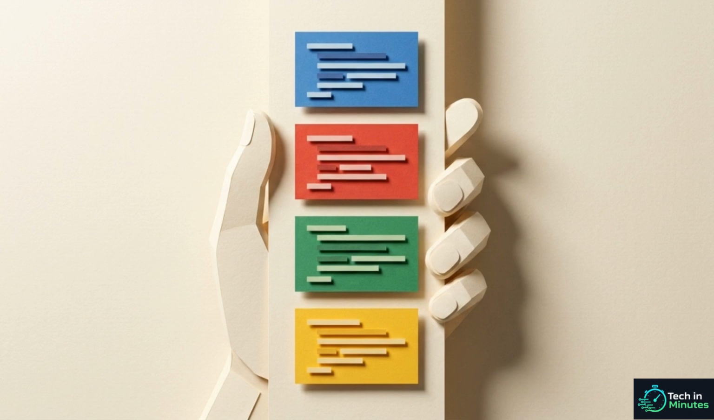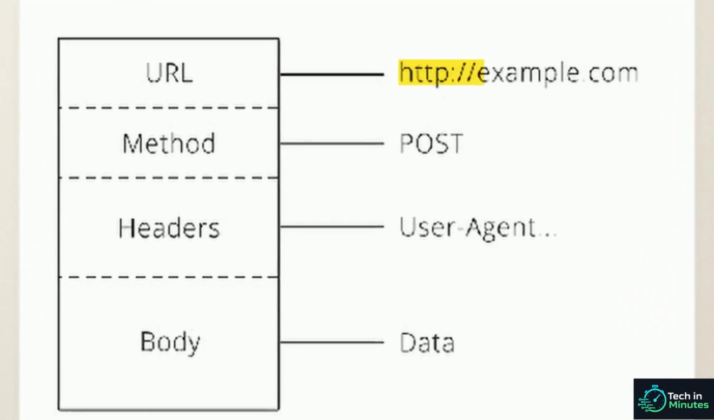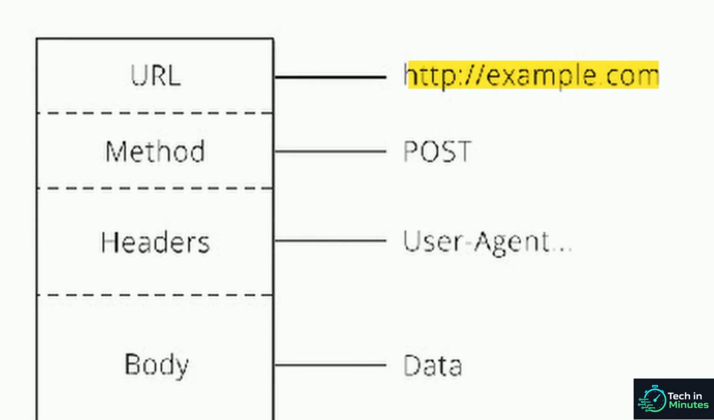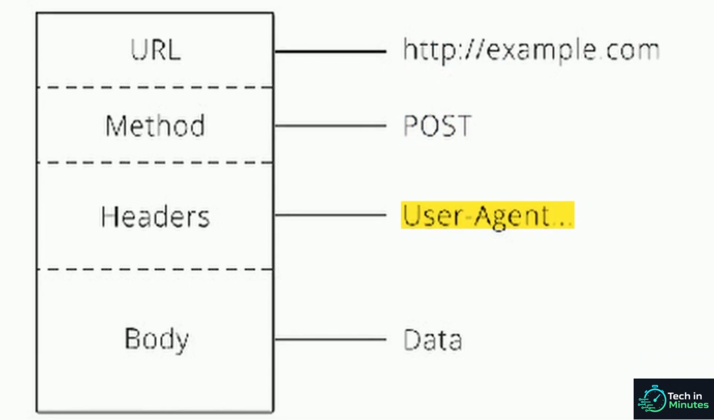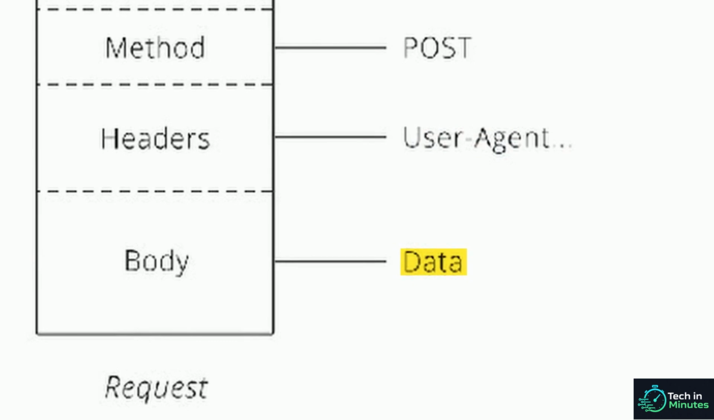To do that, it uses a digital version of the waiter's order ticket. This is a digital request. To make sure the kitchen understands the order, the API organizes it into 4 parts. Think of the URL as the kitchen's address and the method as the action, like GET to see a menu or POST to send an order. The headers are like the fine print, telling the server who is asking, while the body is the actual content of the order, like your username or specific pizza toppings.